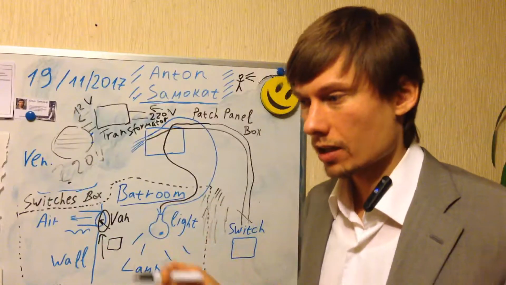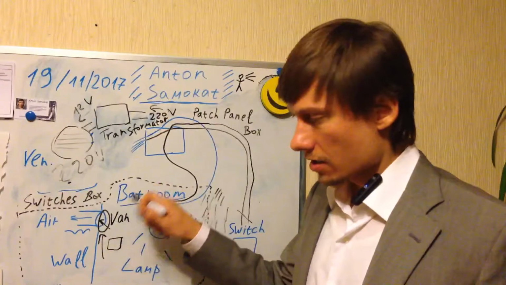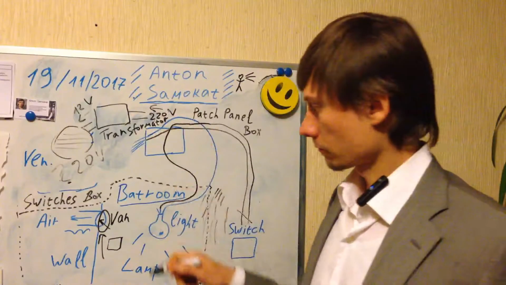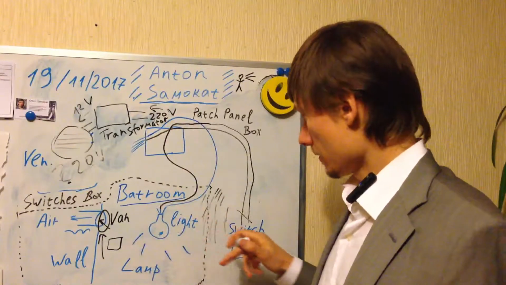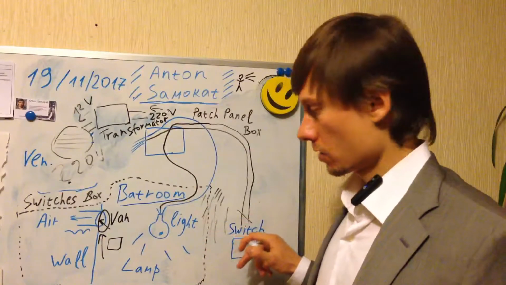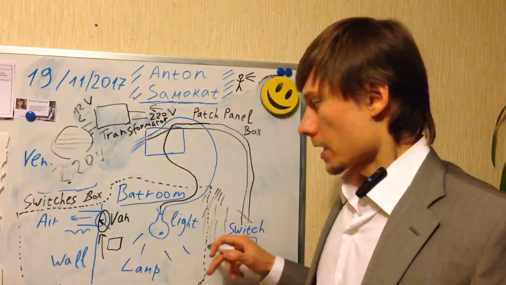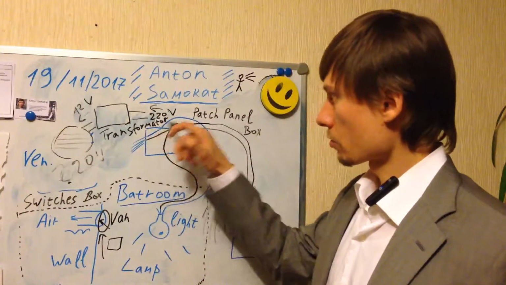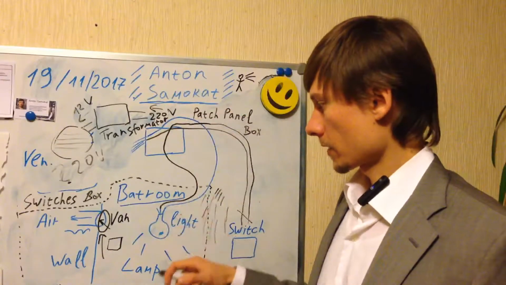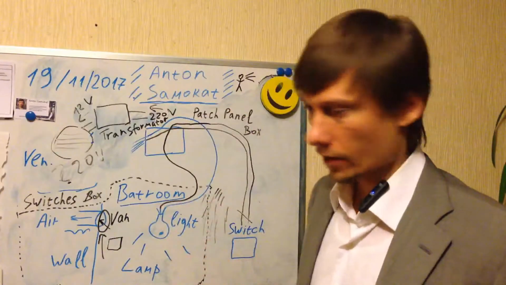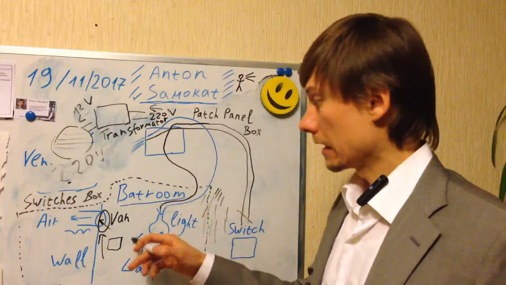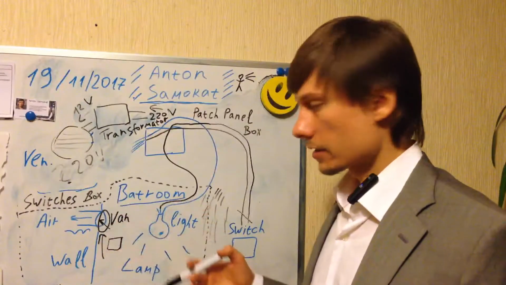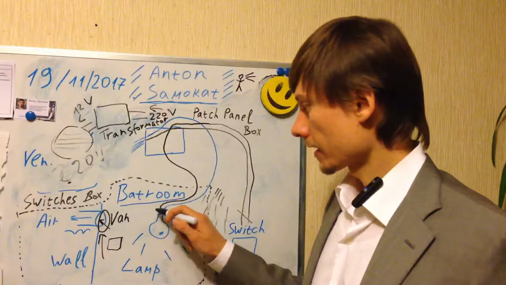an additional wire must be installed from the patch panel. And if the common switch, the bathroom switch, will be used, in this case the wires already installed that go from the patch panel to the lamp can be reused. It can be used also for the ventilator, and to install the ventilator, it is necessary to just connect to the light.